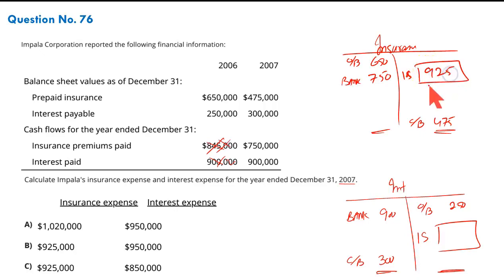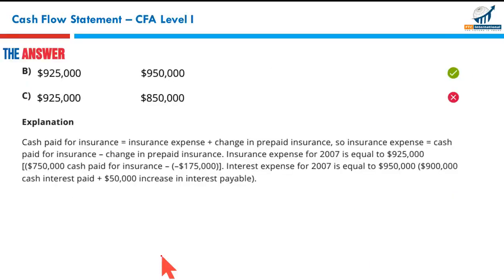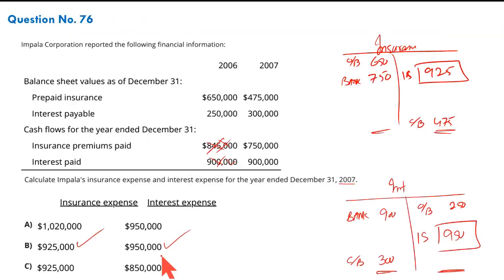Insurance expense is 925. For interest, 900 plus 300 less 250, it's 950. So 925 is the insurance expense for the period, and 950 and 925 respectively, insurance expense and interest expense. So that makes B the correct option. B it is. Quite a handy method. Just plug the figures in the right places and you will never get it wrong.